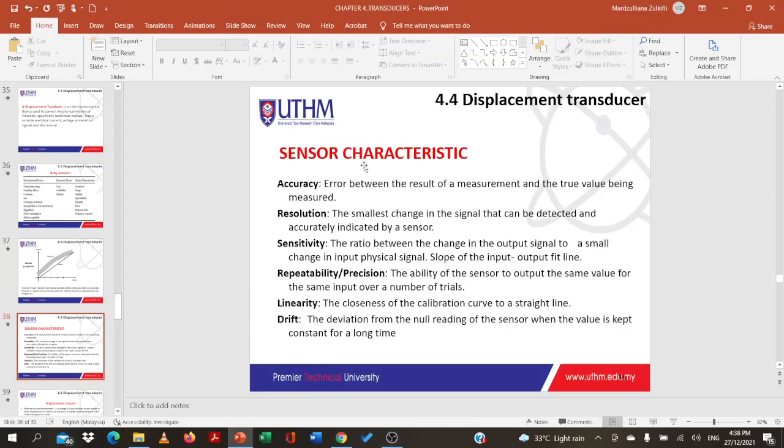Okay, this is about sensor characteristics: the accuracy, the resolution, the sensitivity, the precision and repeatability, linearity, and also drift.